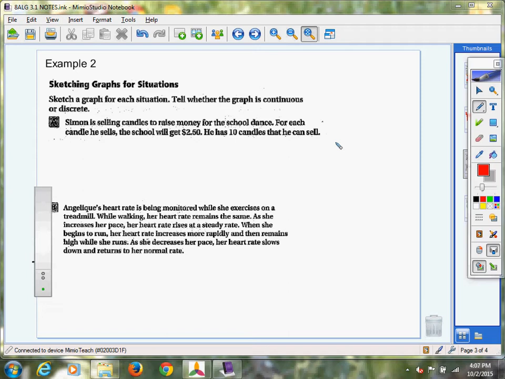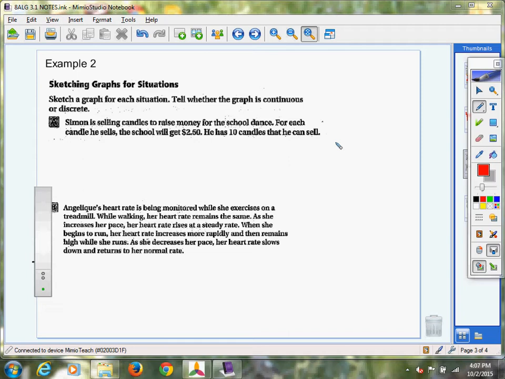We're in example 2A. And here's our situation. Simon is selling candles to raise money for the school dance. For each candle he sells, the school will get $2.50. He has 10 candles that he can sell.